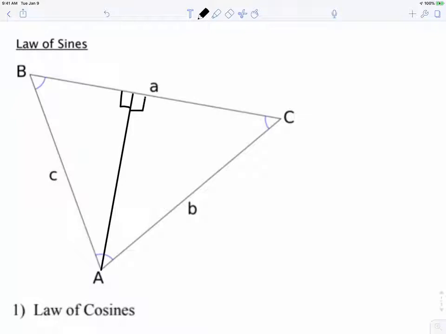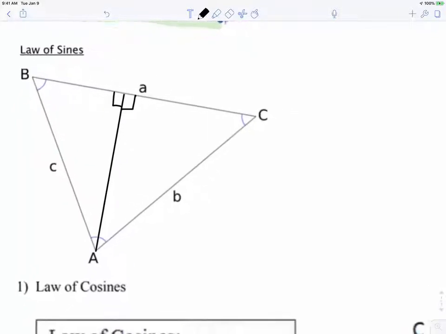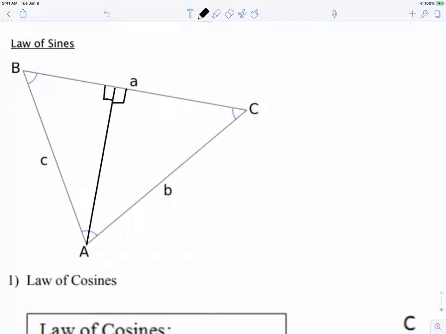So if you put in an altitude, and I just chose to draw it there. I could have drawn it from B to side b, from angle C to side c. I could have done it any of those three ways. I just chose to do it from A to little a. All right, now this is the law of sines, so I want to set up some sine ratios. Turns out I can set up two sine ratios having drawn in this altitude and created two right triangles.